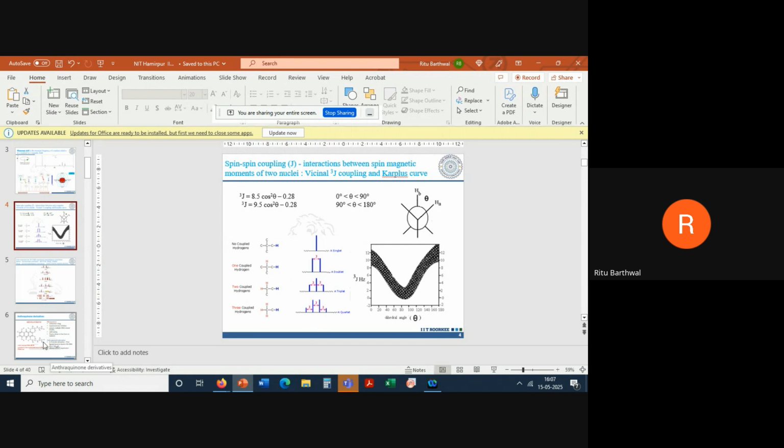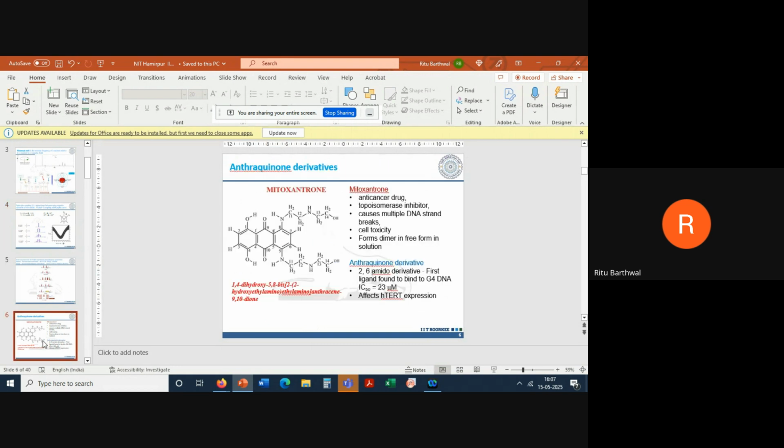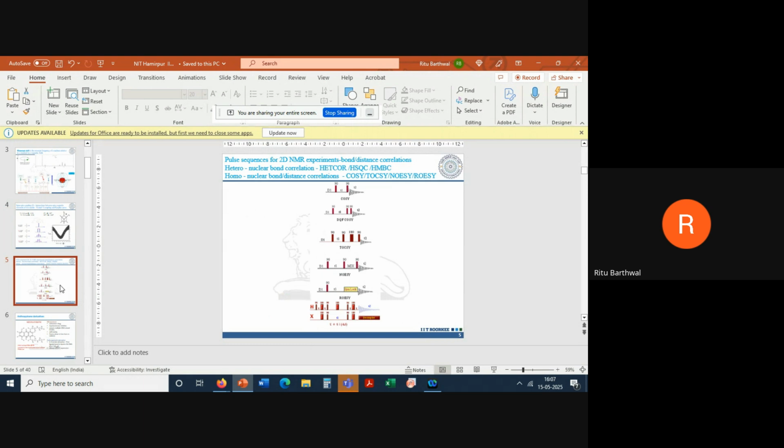So these are the three basic things that we do for characterization of our compound. First, chemical shift: where is the position of my spectra? Second is spin-spin coupling J, which gives us the conformational angle. The third we call NOE, nuclear Overhauser effect, which gives me the distance R between two H atoms.